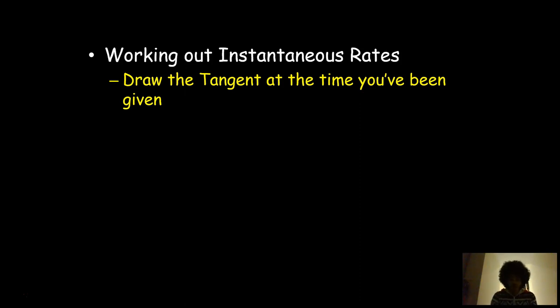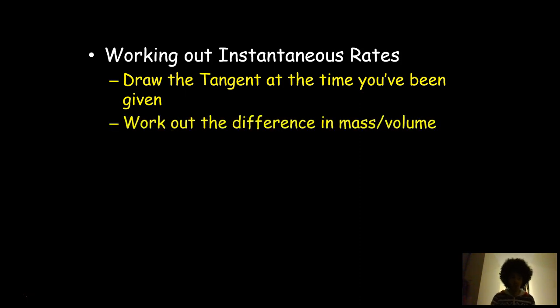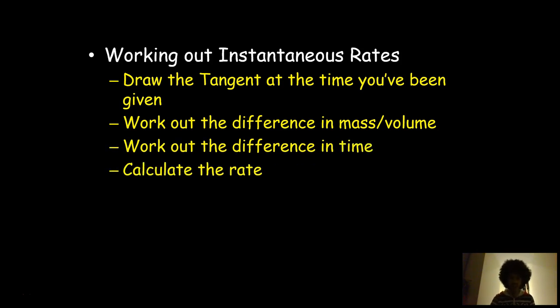So to work out the gradient, there's 3 steps you have to follow. The first one is to work out the difference in mass or volume, and that's of the product that you've made. The second thing you have to do is you have to work out the difference in time. And then the final thing you have to do is you have to calculate the rate, which is effectively the gradient that you've got. So I'm going to go through a couple of examples just to show you exactly how this should look when you're laying out your work.